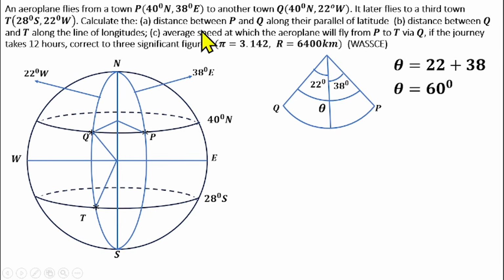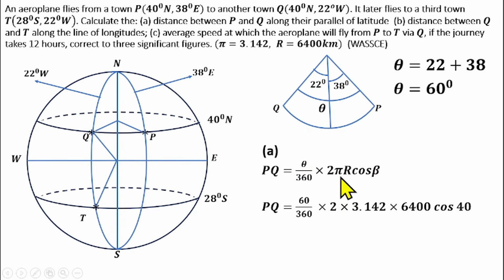So we have to find the distance between point P and Q. That will be along the small circle. So PQ equals theta over 360 times 2 pi R cos beta. Our theta is 60 over 360 times 2 times pi, which is 3.142, times 6,400 kilometers, times cos beta, where beta is the parallel latitude that they are both on, which is 40 degrees. If you simplify that with your calculator, that gives us 5,134.74 kilometers, which you have to take to 3 significant figures, and that should give us 5,130 kilometers.